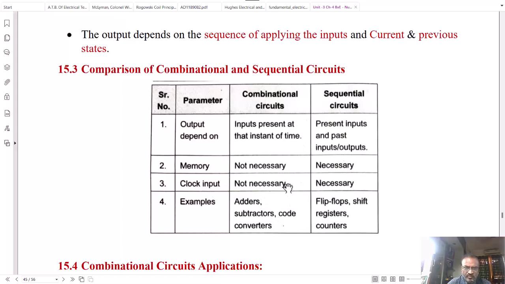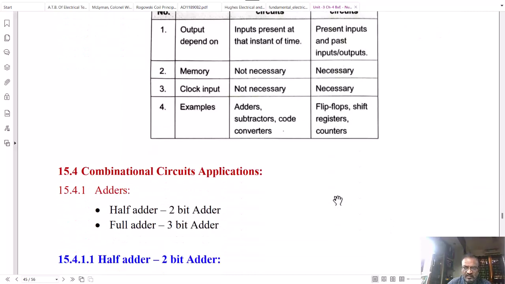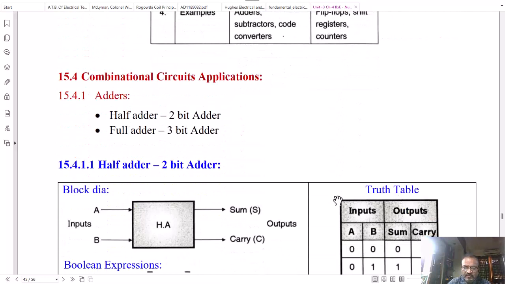From the clock input point of view, in a combinational circuit, a clock is mostly not required, whereas a sequential circuit works with an external stable clock, and at the edges or various states of the clock, the various operation sequences take place. The examples of combinational circuits are adder, subtractor, code converters, and so on. Flip-flops, shift registers, and counters are the examples of sequential circuits.